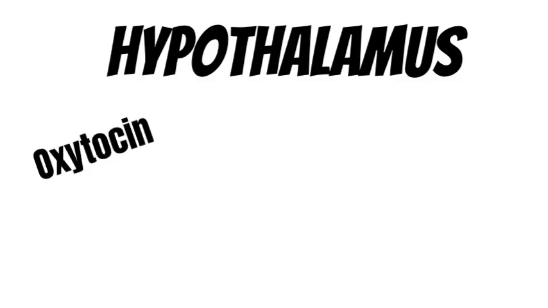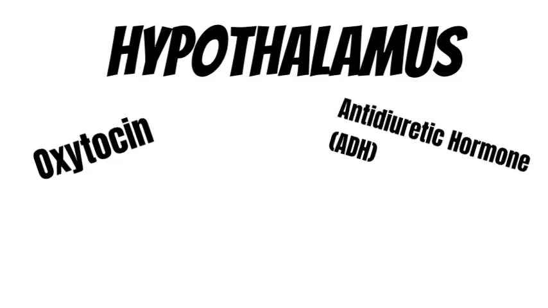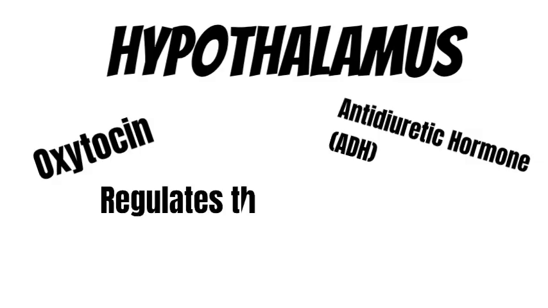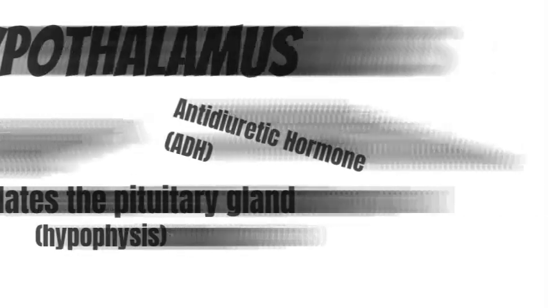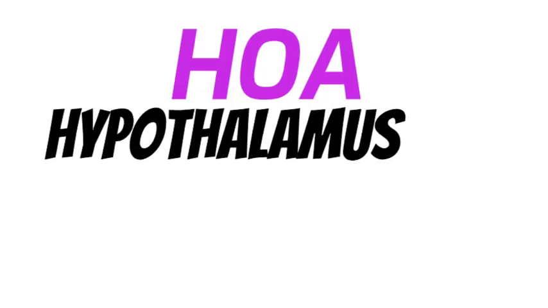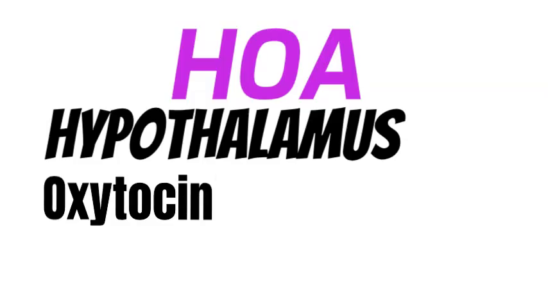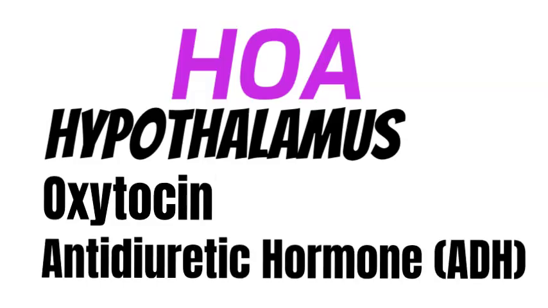We're going to very generically give the hypothalamus three main functions. We're going to have the production of oxytocin and the production of antidiuretic hormone, which is abbreviated ADH. The hypothalamus also regulates the anterior pituitary gland. So it's going to release a bunch of releasing hormones, which is going to cause us to release hormones from the pituitary. The way we're going to remember this is HOA, Homeowners Association. So hypothalamus, H, makes oxytocin, O, and antidiuretic hormone, A.